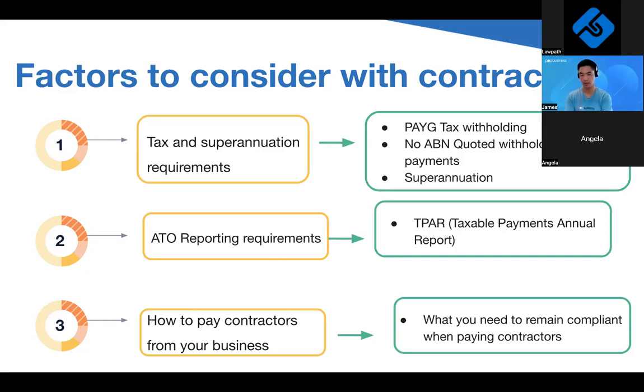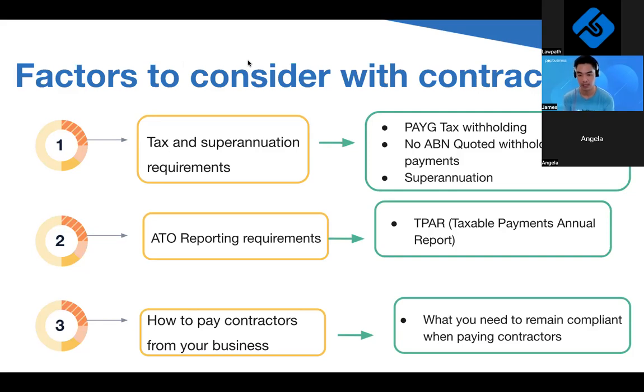Superannuation. Generally, superannuation is not payable on payments to contractors. However, if the job is for someone's personal skills and labor, there may be superannuation payable. So you need to look at the work that you're engaging someone to do, and look at the contract. If more than 50% of that contract is for someone's personal labor and skill, then you may have to pay super on top.